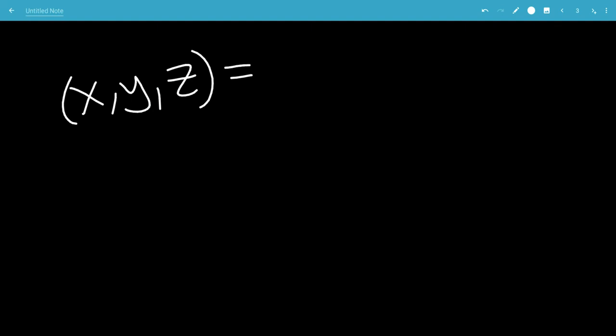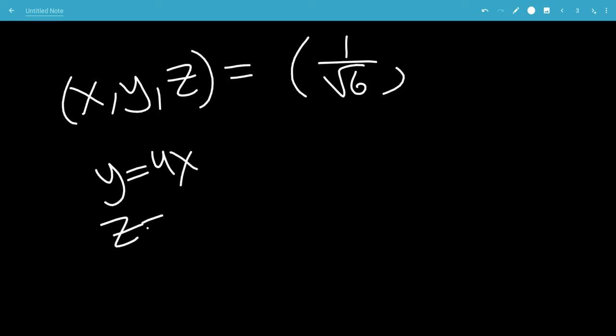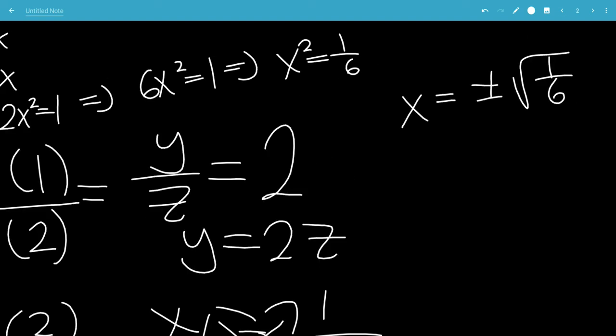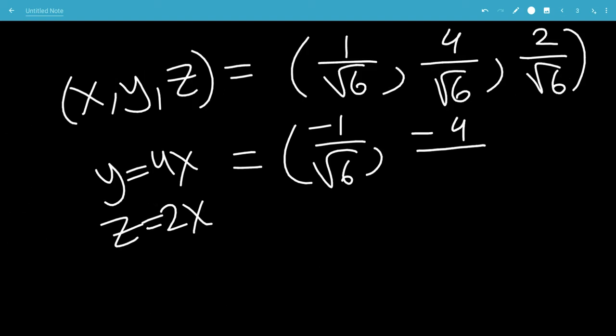So we have that x, y, and z can be two things. For the first, x will be the square root of 1 over 6, which we can write as 1 over square root of 6. Now y will be 4x, and z will be 2x. So you can simplify this: y is 4 over square root of 6, and z is 2 over square root of 6. The other answer will be the negative version, since x is plus or minus: x is negative 1 over square root of 6, y is negative 4 over square root of 6, and z is negative 2 over square root of 6.